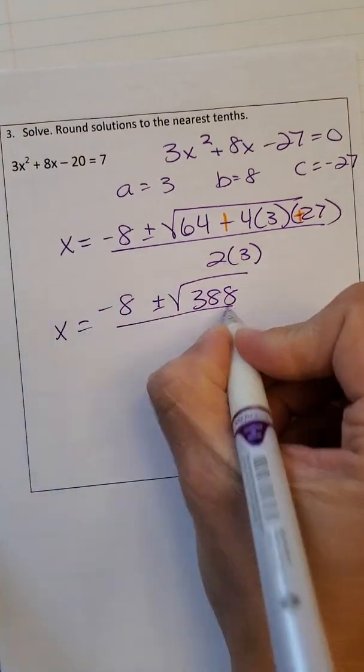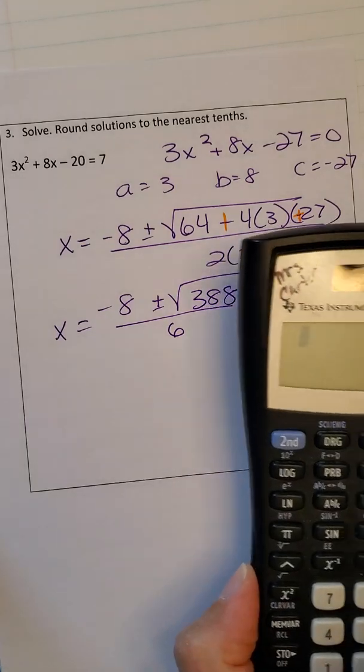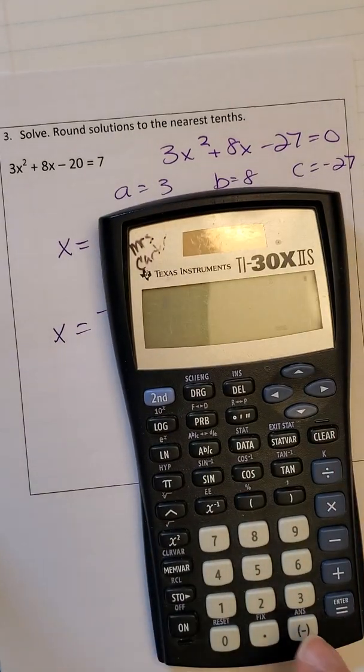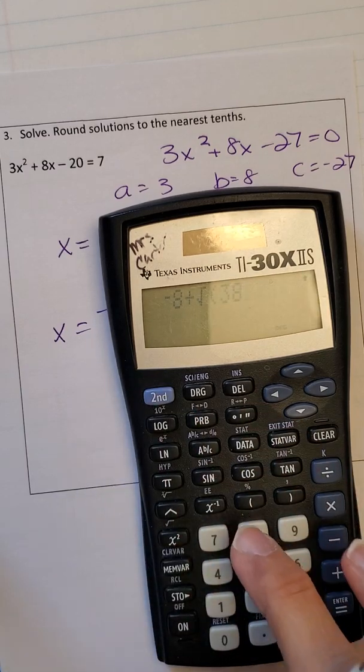So I'm just going to write the rest of this here. We're going to need a calculator for this. There's no need, when you're asked to round to the nearest tenths, to simplify and get the perfect squares out, because you just plug it in on your calculator. So I'm going to show you how to do that. Negative 8 plus the square root of 388.